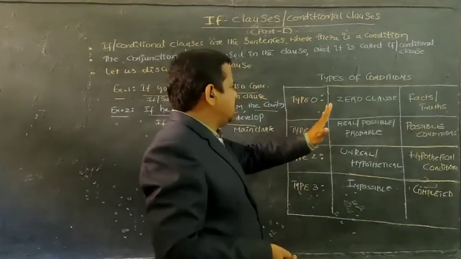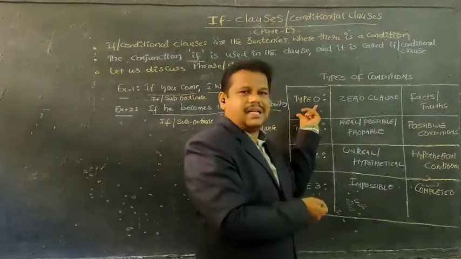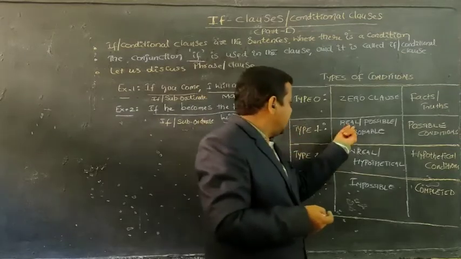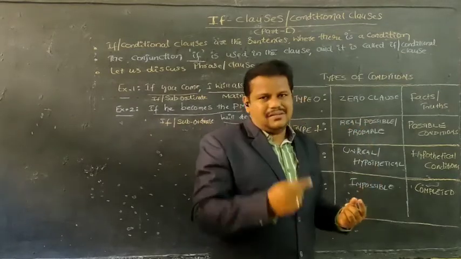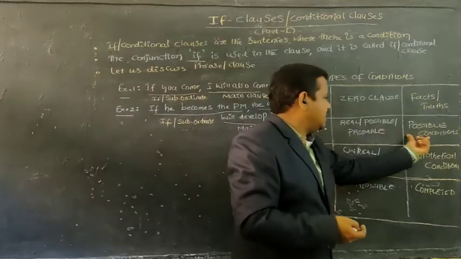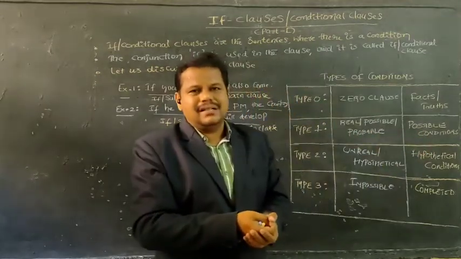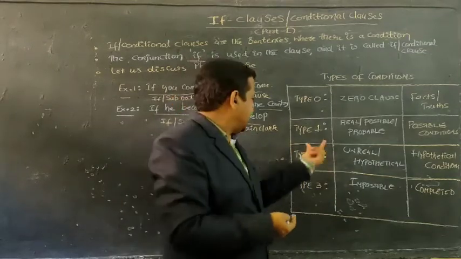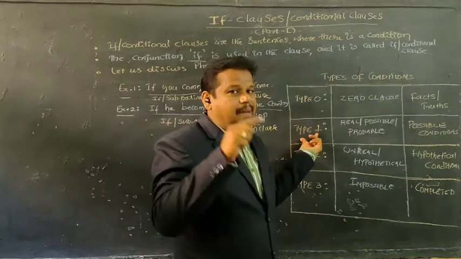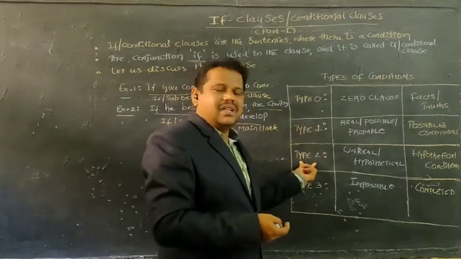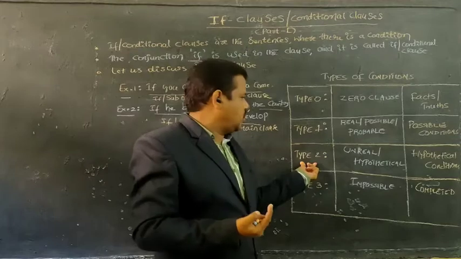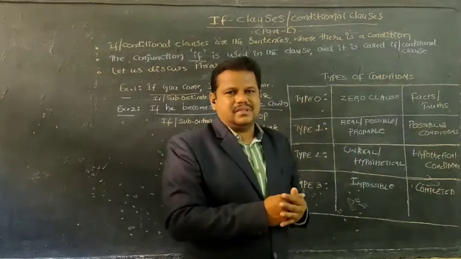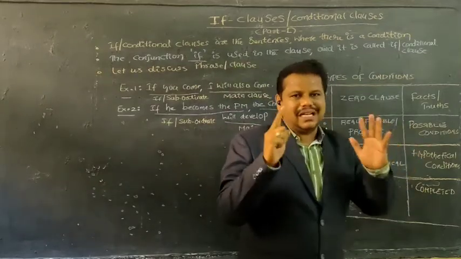Type 0 conditions are called zero conditions. Type 1 conditions are called real, possible or probable conditions. These conditions possibly happen. If you read the sentence, you will see the possible conditions in the sentence. They are called type 1 classes. The second one is called type 2 conditions. What are type 2 conditions? They are called unreal or hypothetical conditions.